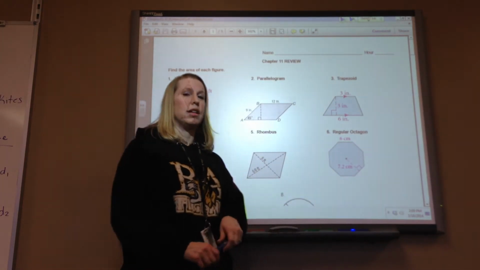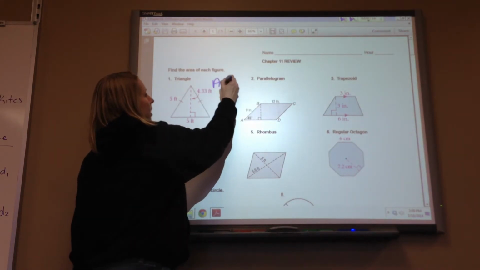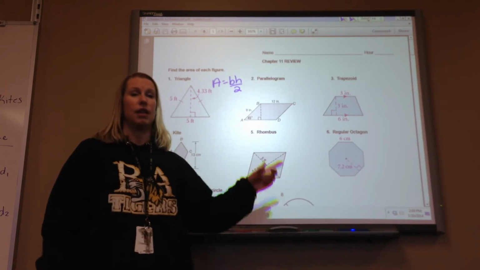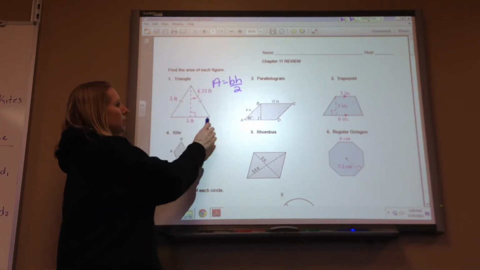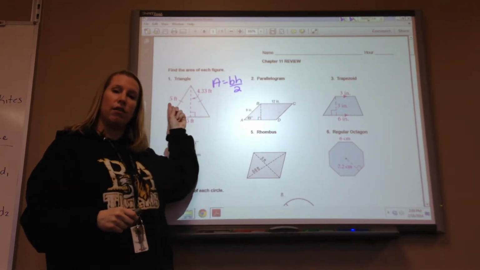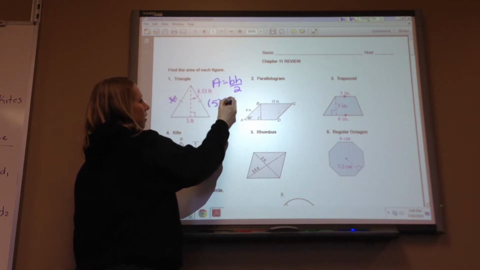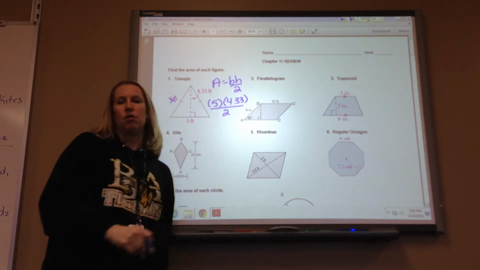So the very first one is area of a triangle, and area of a triangle is base times height divided by 2, or 1/2 base times height, and again the formula will be given to you on the test. So the base is 5, the height is 4.33. You don't need this 5 over there, too much information. So you just do base, which is 5, times height, which is 4.33, divided by 2.